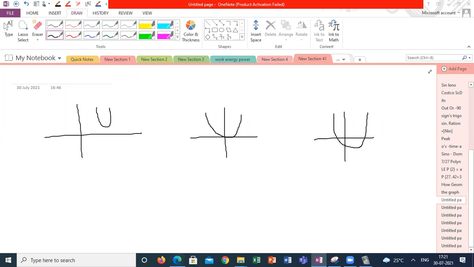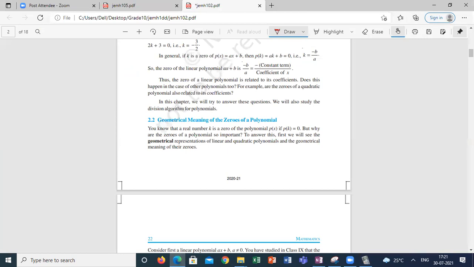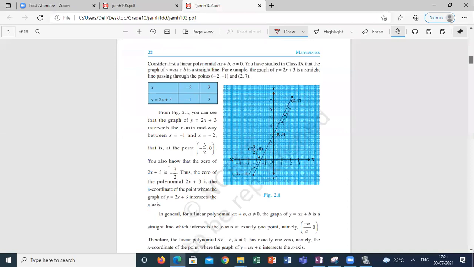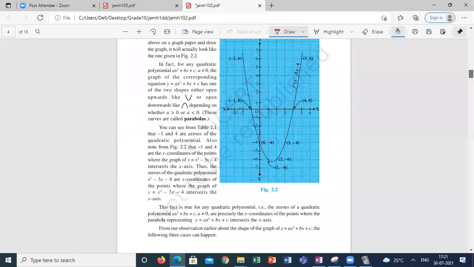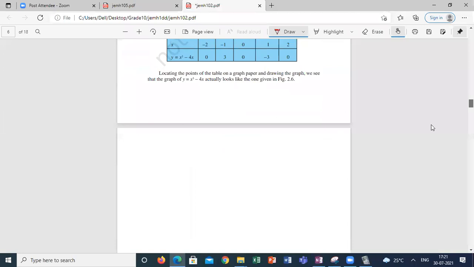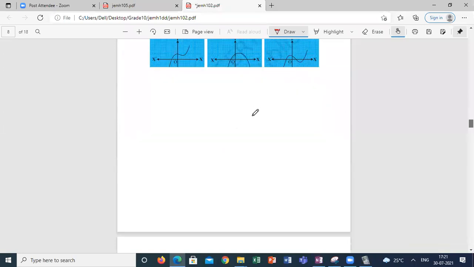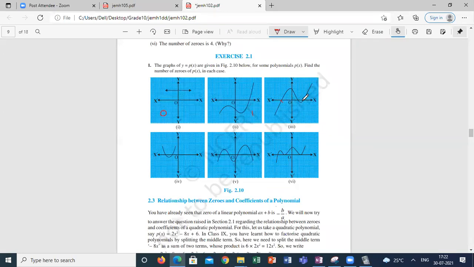Yes, sir. Based on this, we are having some numericals. They are drawing different graphs, and this is one exercise we've done. They will give some graphs, and they are asking us to calculate the number of zeros. The number of zeros is 0 here. The number of zeros is 1 here. The number of zeros is 3 here. Here the number of zeros is 4. Here 3 zeros. This is the first exercise. So the number of times it is intersecting the x-axis will give the number of zeros. Is it clear, guys?